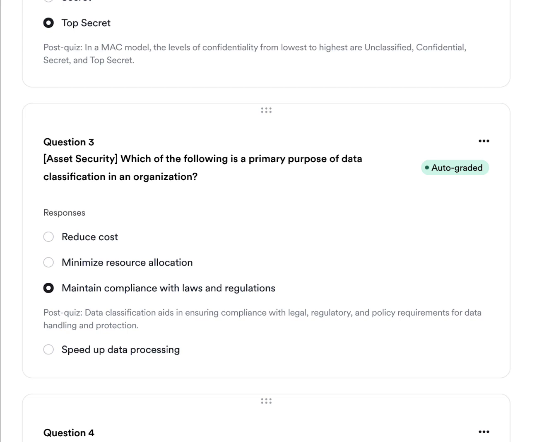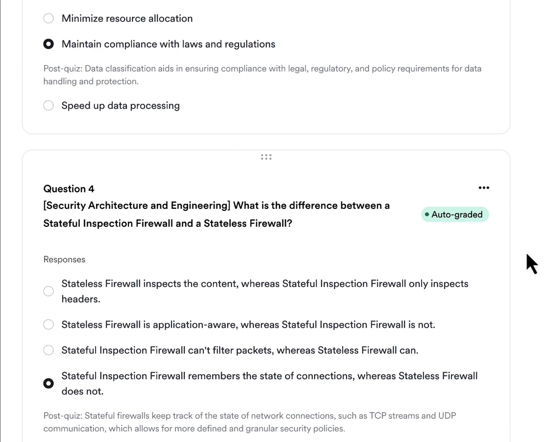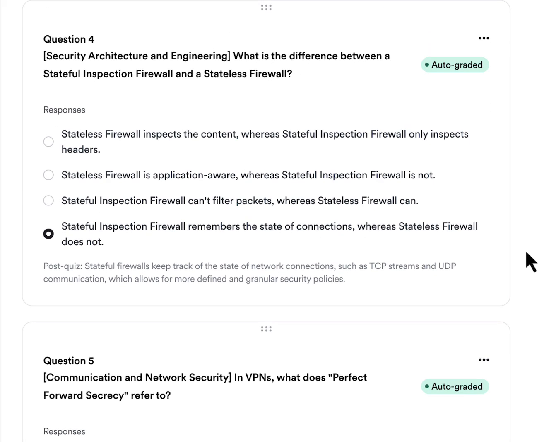And that would be to maintain compliance with laws and regulations. That is C. It does help you to ensure compliance with these various regulatory requirements and data handling and the protection. One of the things that comes into that is GDPR does require that level of understanding, especially with data handling and its overall protection.